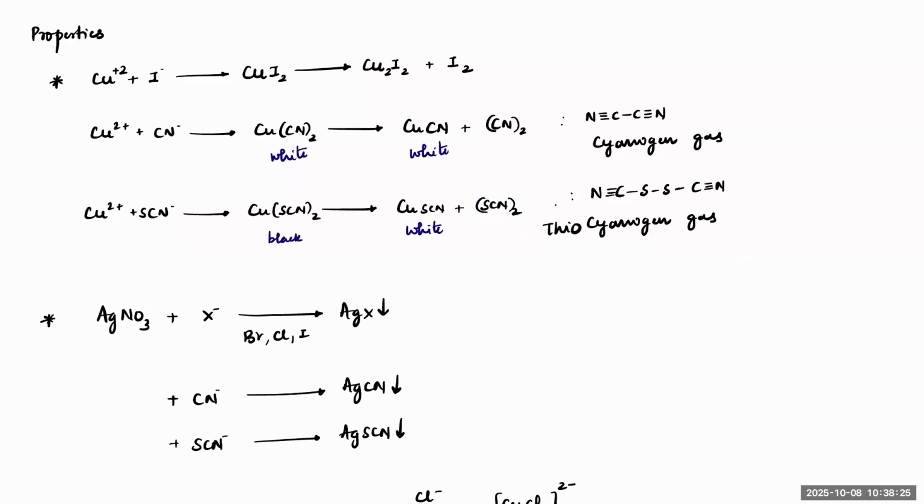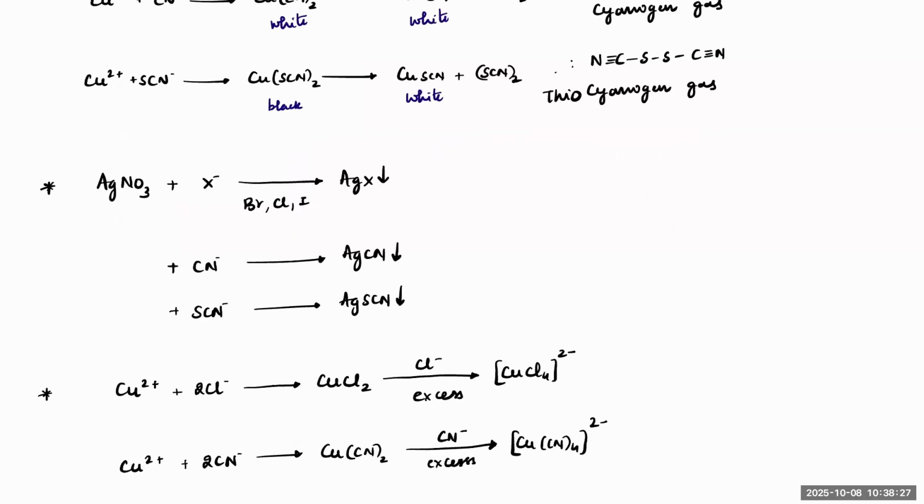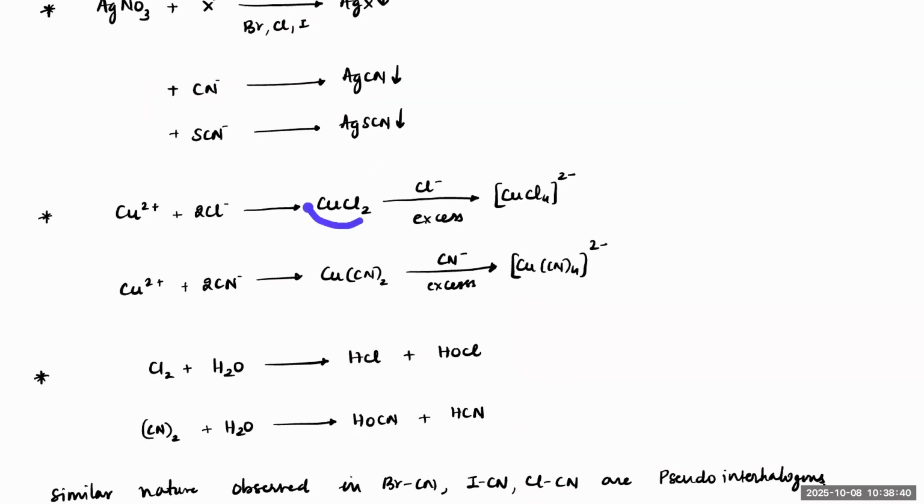AgNO3, when you react with X minus, will become AgX. With cyanide, it will become AgCN. With SCN, it will become AgSCN. With Cl minus, it will become CuCl2. With excess chlorine, you'll get CuCl4 2 minus. And with cyanide, you'll get this complex, and with excess of cyanide, you'll get this complex.